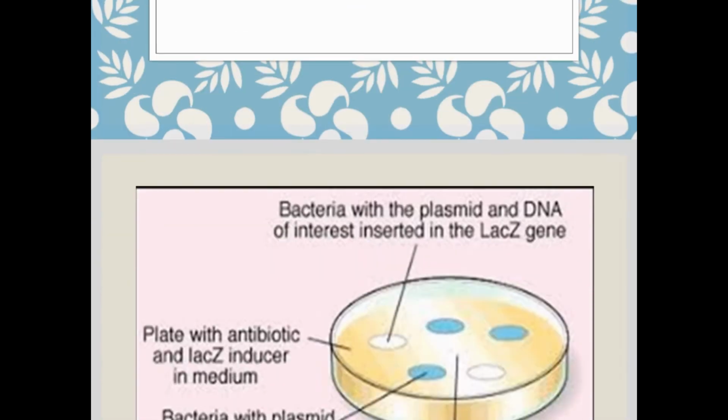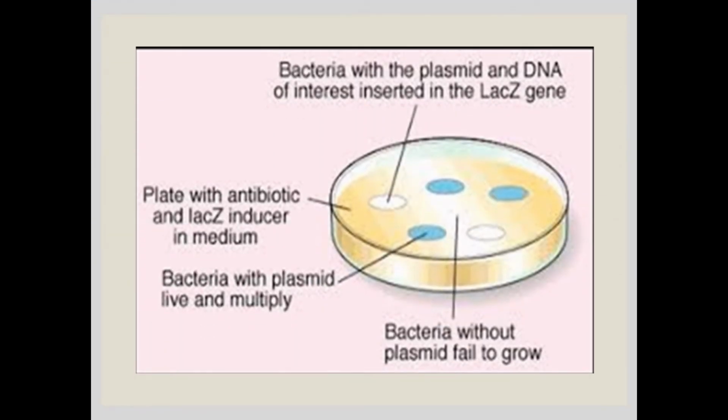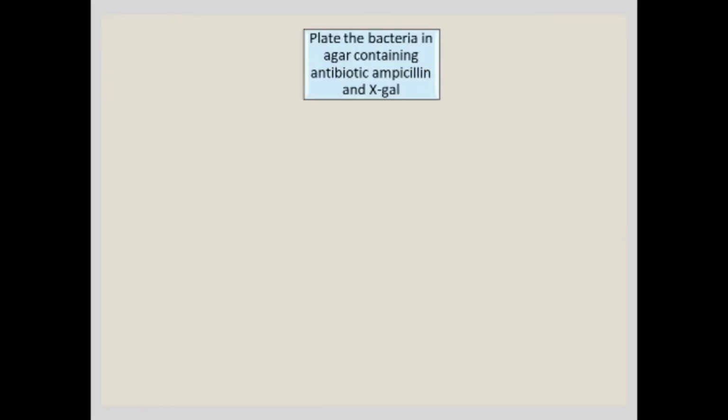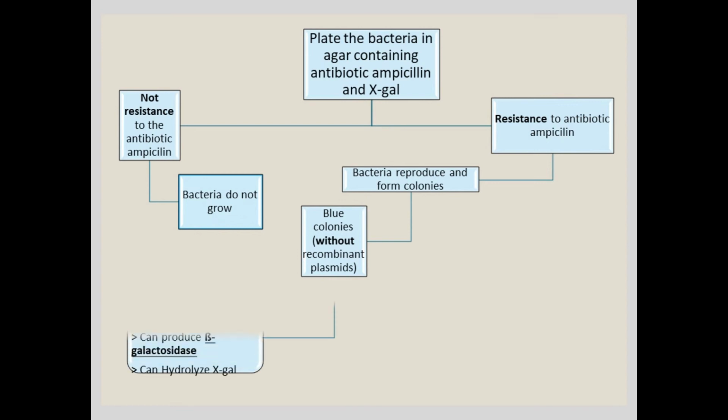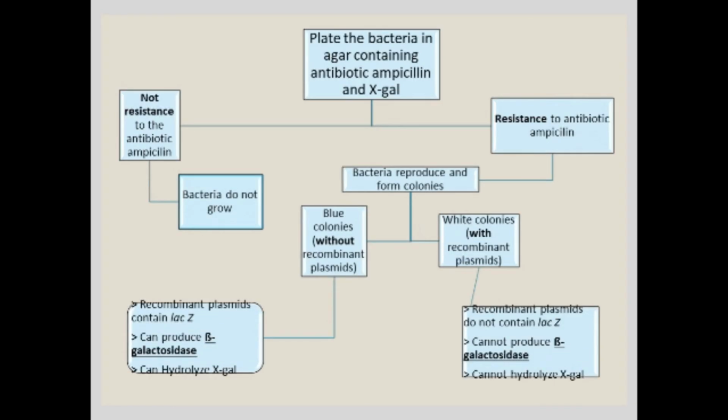In blue-white screening, we plate the bacteria on agar containing the antibiotic ampicillin and X-gal sugar. After placing it on the agar, we can see that some bacteria are resistant to the antibiotic ampicillin and others are not resistant and stop growing. The bacteria that are resistant to the antibiotic are divided into two colonies, blue colonies and white colonies. In blue colonies, the plasmid does not have recombinant DNA. Plasmids containing intact LacZ genes are able to produce the enzyme beta-galactosidase, which can hydrolyze X-gal. And in white colonies, the plasmid has recombinant DNA and the LacZ is not functional.